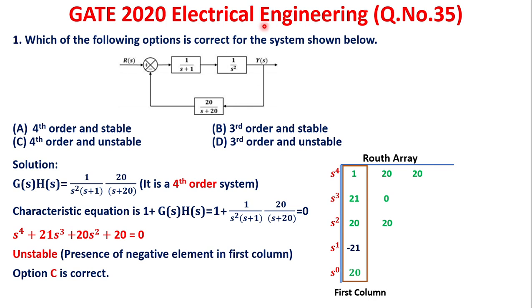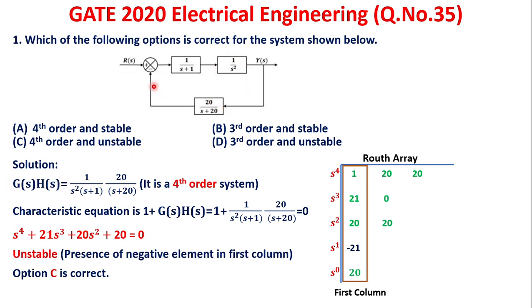This problem is taken from GATE 2020 Electrical Engineering, question number 35. Which of the following options is correct for the system shown below? They have given a closed loop system. You know G(s), you know H(s). The options are fourth order stable, fourth order unstable, third order stable, and third order unstable. Just by seeing the system, we can find that s square, s, therefore s power 4, a fourth order system.